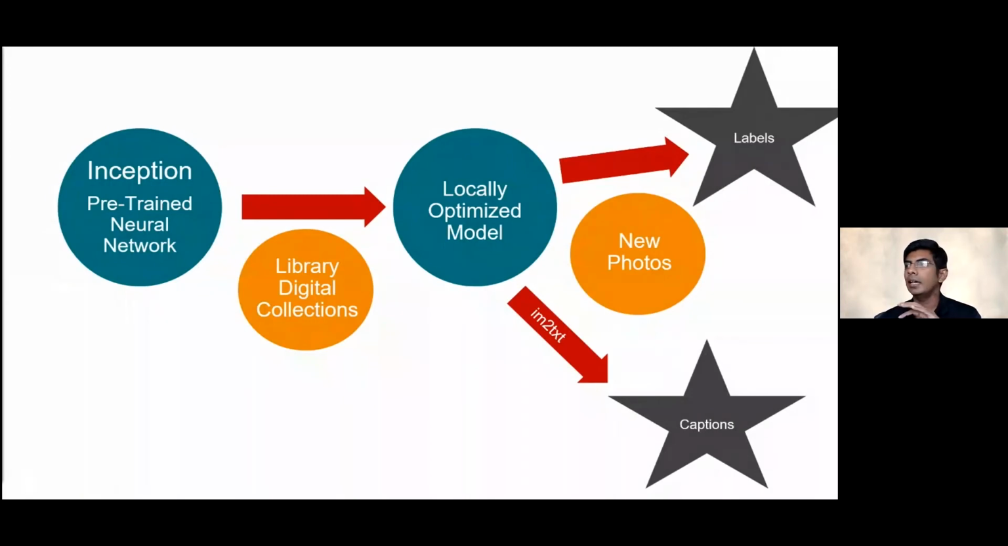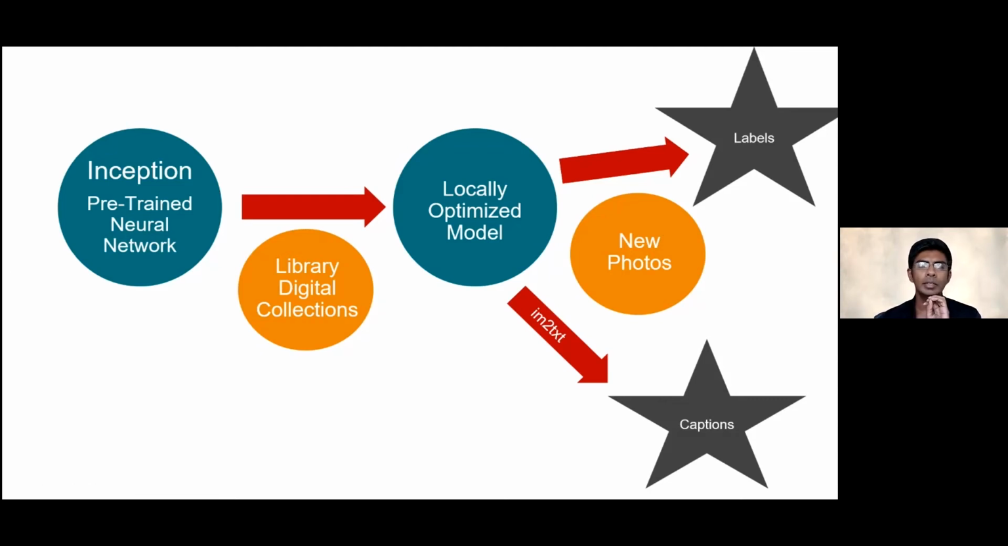Once this is done, we have the Inception model. We train it with the digital collections. Once it's done, we have the locally optimized model. Then from that, we submit a photo and we either generate labels or we use the IM2Text package and then we generate captions.